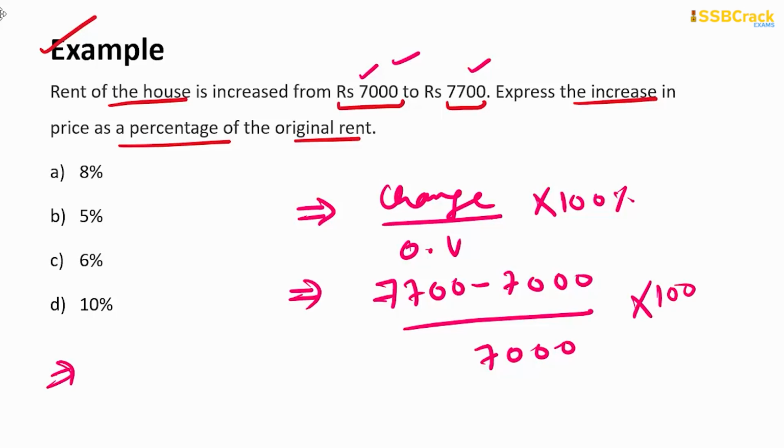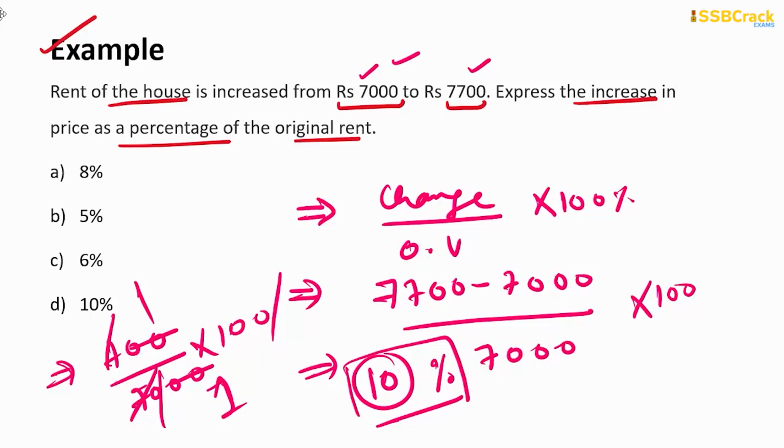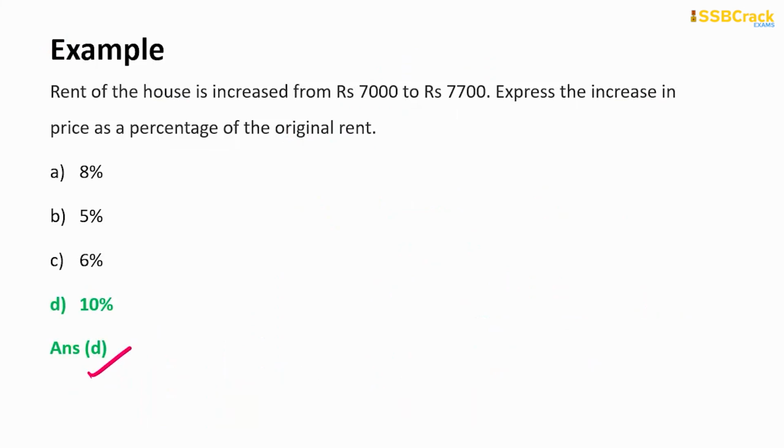So it will be equal to 700 divided by 7,000 into 100. Right? So these 2 zeros will cancel with these 2, 1 with 1, and 7 ones are 7. So it will be 10. Right? So the answer will be 10%. That is, the rent is increased by 10% of the original rent. Option D should be the correct answer. Let's check. So yes, option D is correct.